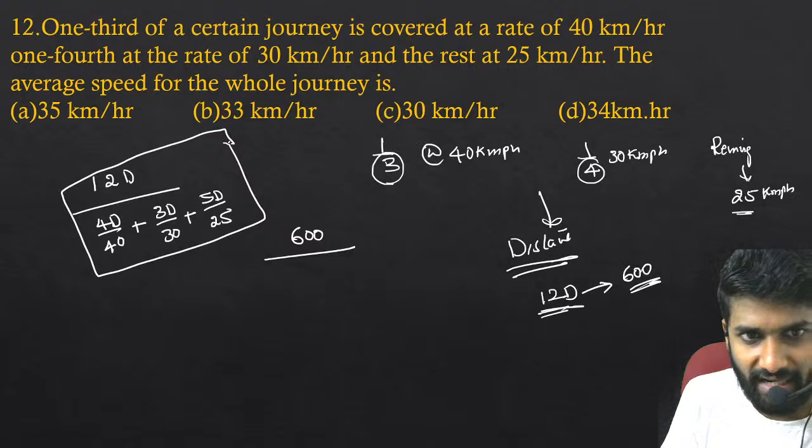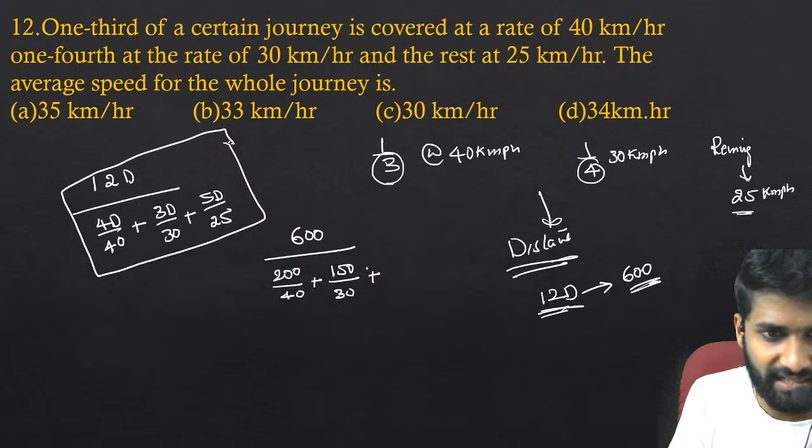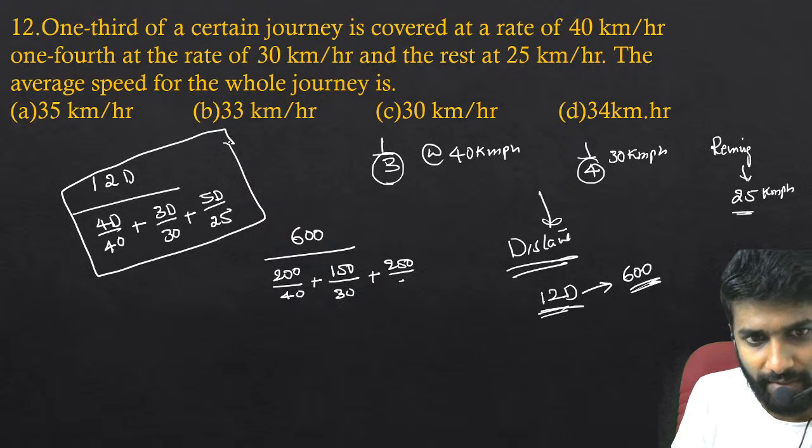One third of 600. The value becomes one third of 600, exactly equal to 200, at 40. Again, one fourth of 600 becomes 150, at 30. And the remaining distance, what is that? See, out of 600, 350 is completed. We are left with 250, at 25.